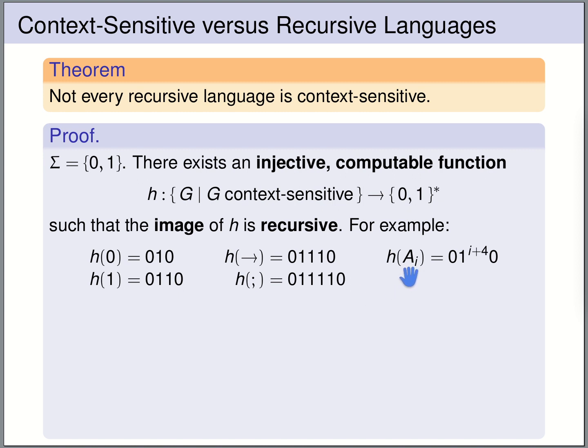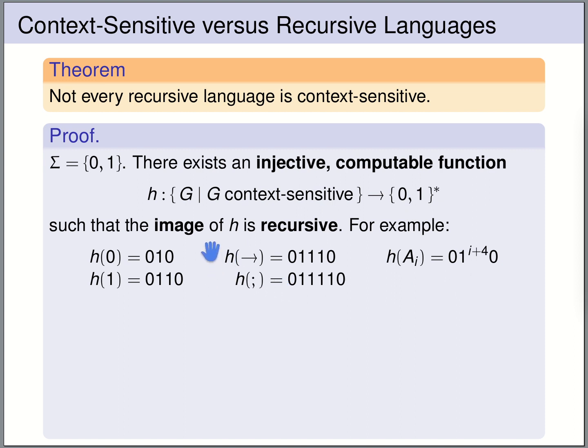and we need to somehow denote variables. Let's assume that we have named the variables of our grammar as A1, A2 up to AN. Then we can denote AI by 0, and then I plus 4 ones, and then a 0 again. So A1 is denoted by 5 ones, A2 by 6 ones, and so on.